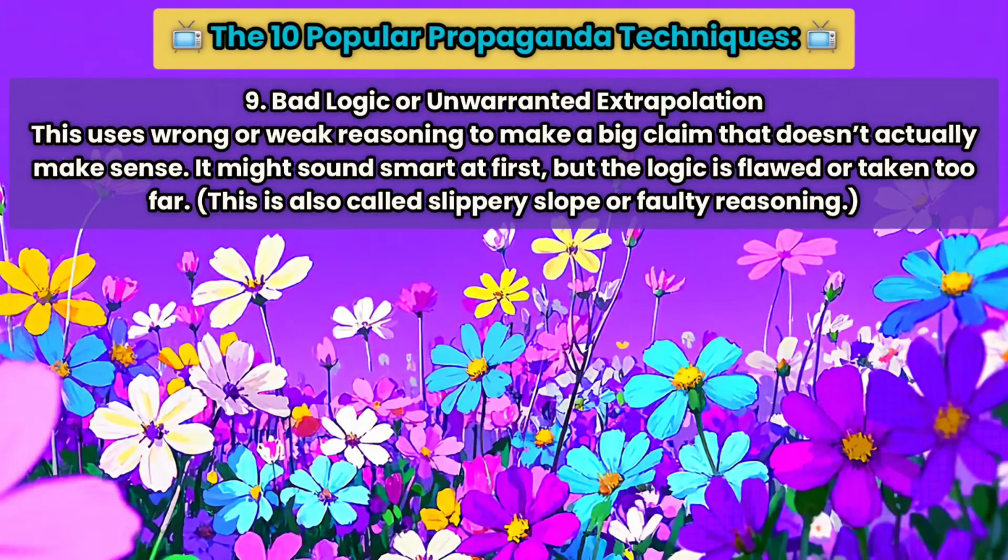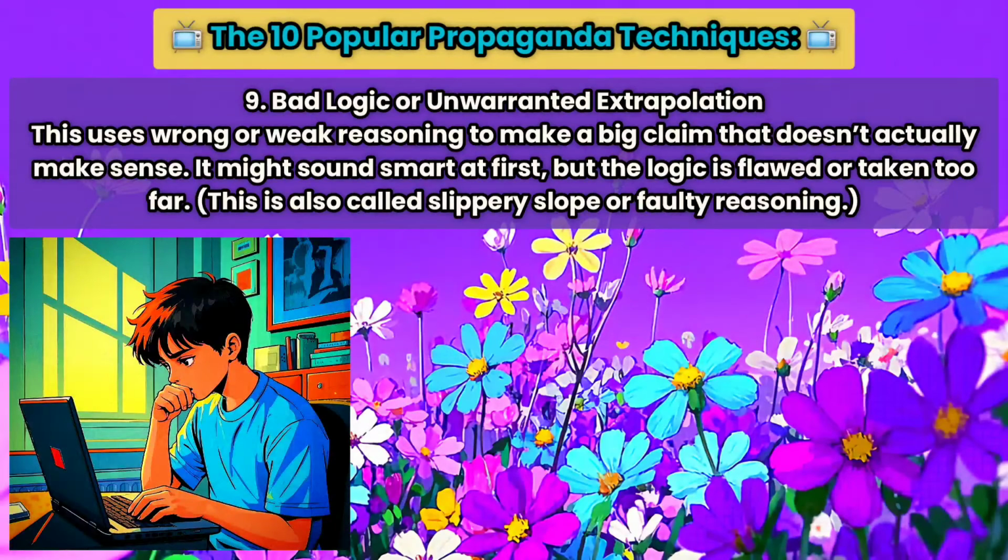Number 9. Bad logic or unwarranted extrapolation. This uses wrong or weak reasoning to make a big claim that doesn't actually make sense. It might sound smart at first, but the logic is flawed or taken too far. This is also called slippery slope or faulty reasoning.